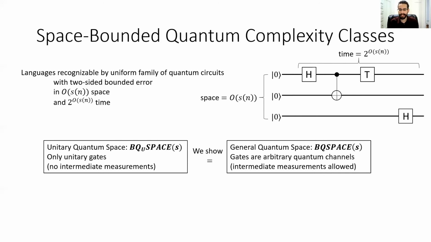Any problem that can be solved by a general quantum algorithm in space S(n) can be solved by a unitary quantum algorithm in the same space bound. In other words, we can eliminate intermediate measurements without a space blowup.